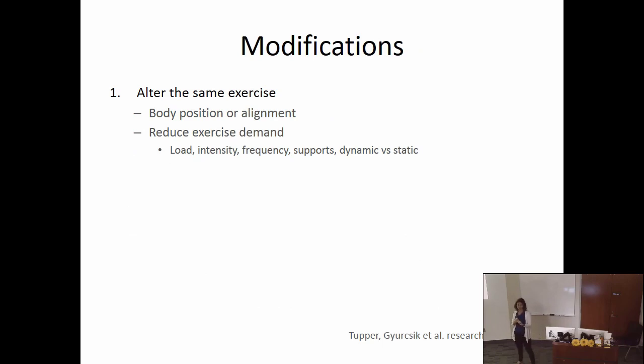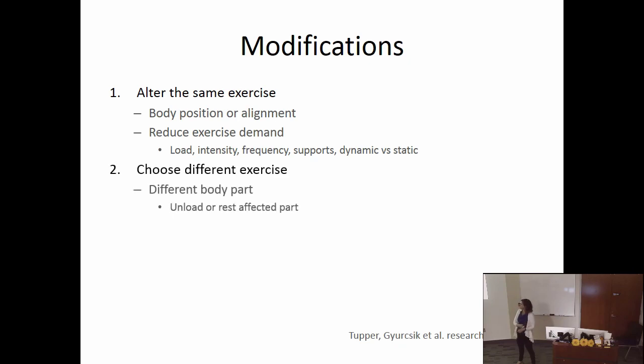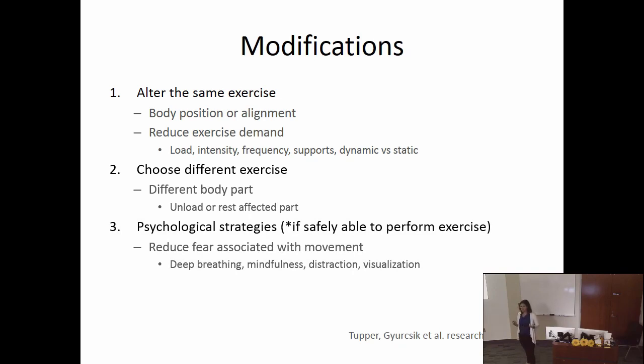So the types of modifications that I mean, you can do the same exercise but really reduce the load if you're feeling really sore that day. Or you can change your body alignment or your body position. Another type of modification would be to choose a different exercise. So you can unload the part of your body that is sore. So for you with pelvic pain, it's hard to unload the pelvis when you're doing exercises, but it may mean that you're doing something with your hand or doing something with your feet, but you're trying to let this part rest. So you don't need to exercise the body part that's sore in order to get the benefits of exercise.